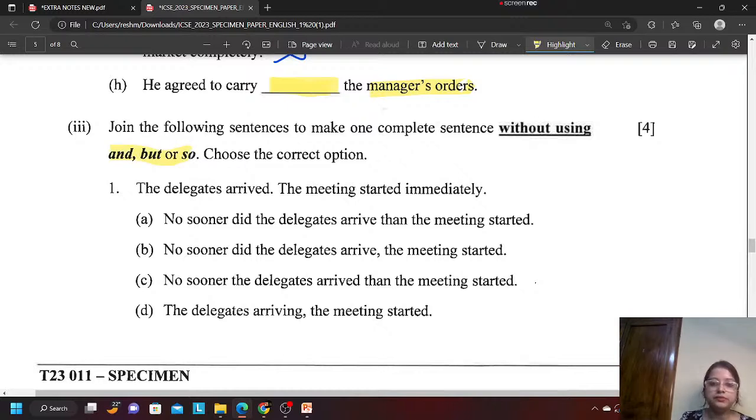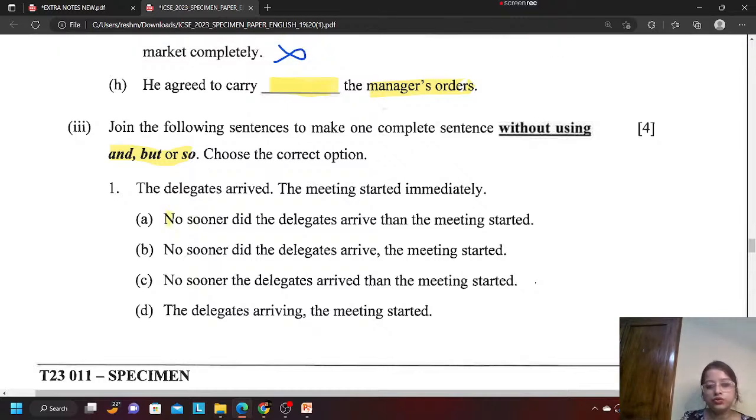The delegates arrived. The meeting started immediately. First option is no sooner did. Somebody was telling, ma'am, please do the no sooner sentence. No sooner, see, arrived, many a times I have explained this. Arrived is past tense. First check whether it is past tense or present. It is past, so we have used the helping verb did, so we are going to use the first form of the verb. Arrive we have used. No sooner did the delegates arrive. Now with no sooner we are going to use the word than. The meeting started. So this is the correct one.